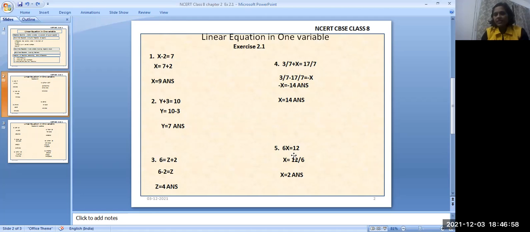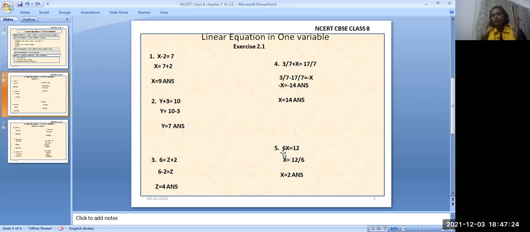Now let's finish question number 5. 6 into x. That means 6 is a multiple of a variable. 6 is a constant, but x is a value which can vary. 6 is in the form of multiplication. Once this is going to shift toward the right hand side, because it is in multiplication with x.